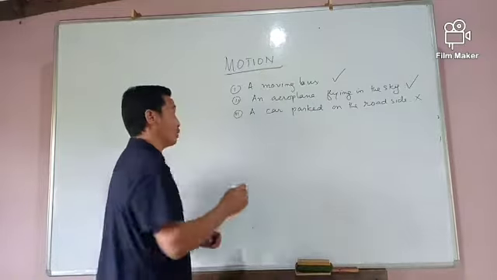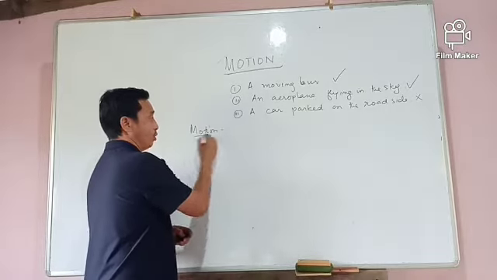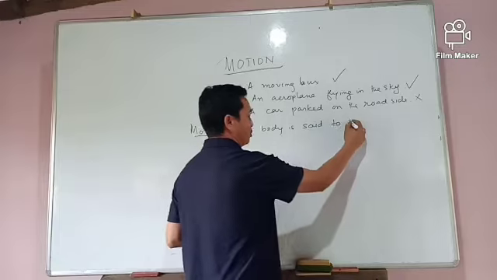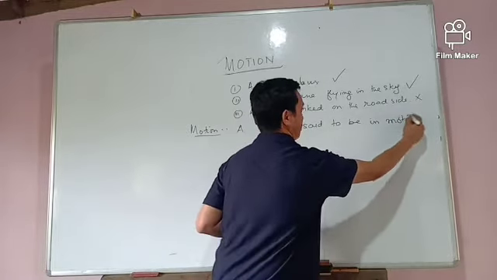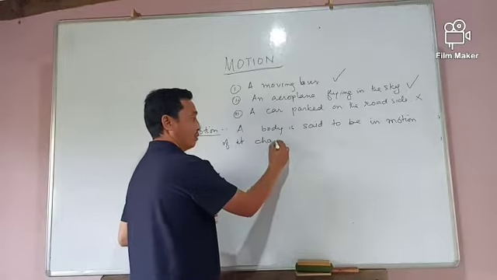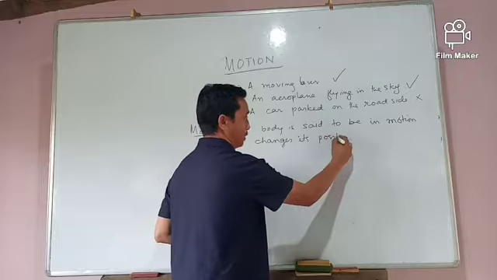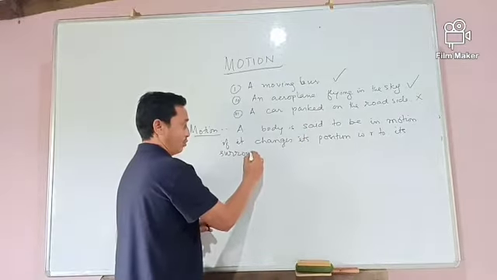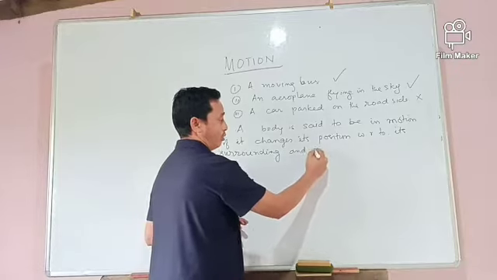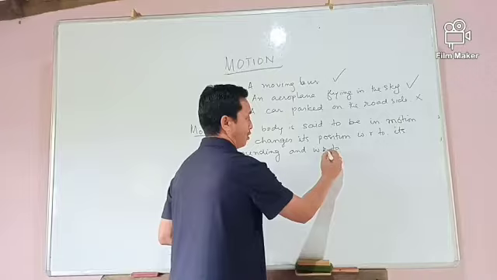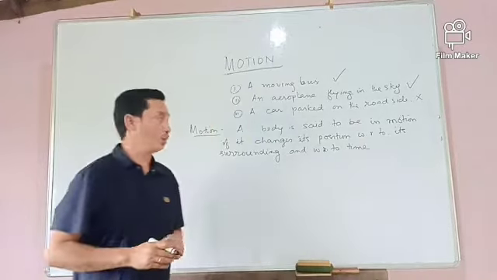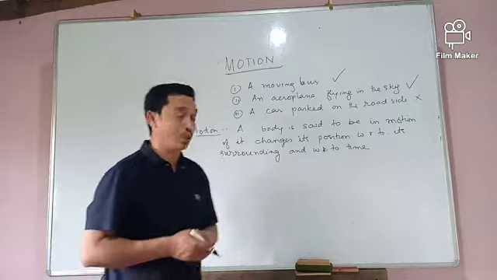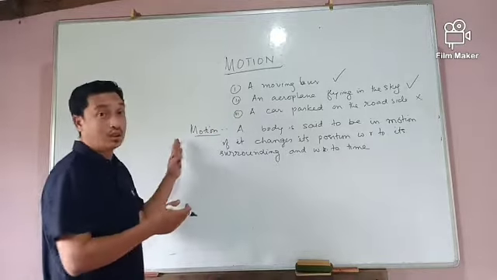Okay, so in general, what do we say about motion? It says a body is said to be in motion if it changes its position with respect to its surrounding and with respect to time. Look at the definition of motion. The scientific definition: a body is said to be in motion if it changes its position with respect to its surrounding and with respect to time. So we can say this is the definition of motion.